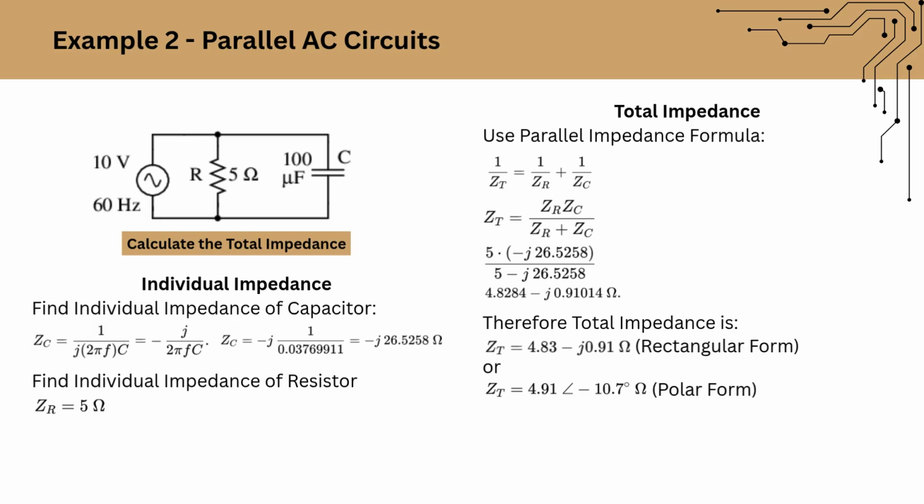In the parallel circuit example, we first need to find the individual impedances of the capacitor and resistor using the equation shown. Then we substitute these values into the parallel impedance equation and solve to get the impedance vector in rectangular form. Finally, we can convert this vector into its polar form to find the total impedance.